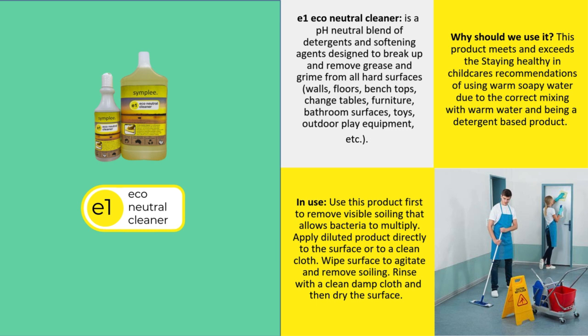When using this product, ensure that it is used first to remove visible soiling that allows bacteria to multiply. Apply the diluted product directly to the surface or to a clean cloth. Wipe the surface to agitate and remove the soiling. Then rinse with a clean, damp cloth and dry the surface. All instructions on how to use this product are located on both the spray bottle as well as the 5-litre drum.